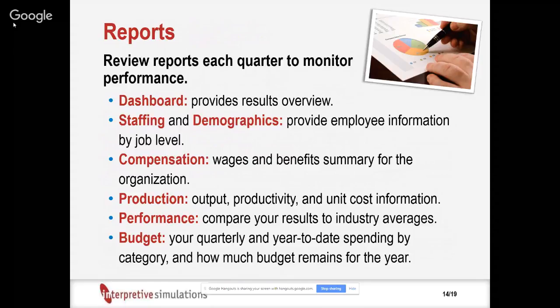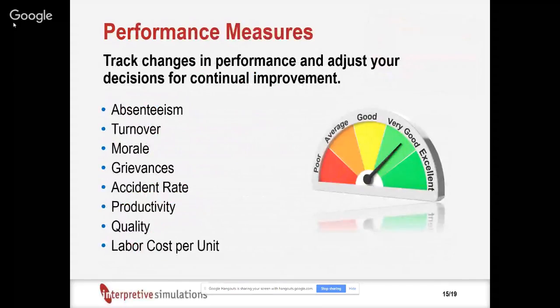And then your budget reports: your quarterly and your year-to-date spending by category, and how much budget remains for the year. Now, don't be a team that goes and spends everything. That's not what the simulation is about. It's about making smart decisions. When you measure the performance of your people, you can go and look at the performance measures. It tracks changes in the performance so you can adjust your decisions for continual improvement.